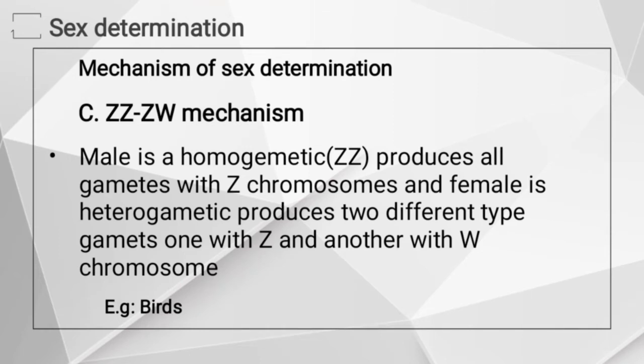But the ZZ-ZO mechanism is not mentioned in your syllabus, so we did not bother with that. But you remember that the ZZ-ZO mechanism is also present, in which the female is heterogametic. Means the female produces two types of gamete, one with Z, another without Z chromosome. And it is observed in butterflies and moths.